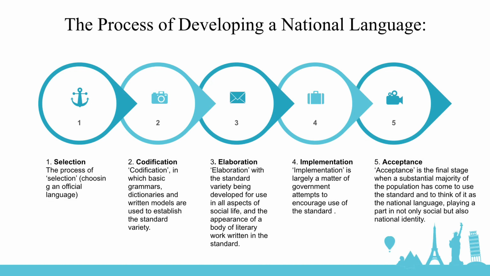And the next is how a national language is developed. As you can see here is the process of developing a national language. The first is selection. This process of selection is choosing an official language. The second is codification, in which basic grammars, dictionaries, and written models are used to establish the standard variety. The third is elaboration, with the standard variety being developed for use in all aspects of social life and the appearance of a body of literary works written in the standard. The fourth is implementation, largely a matter of government attempts to encourage use of the standard.